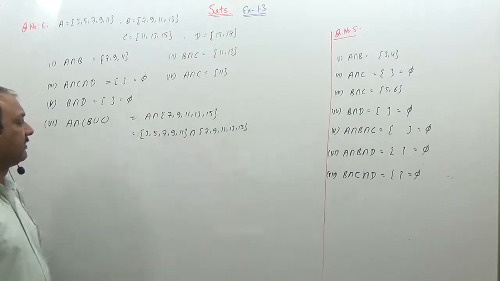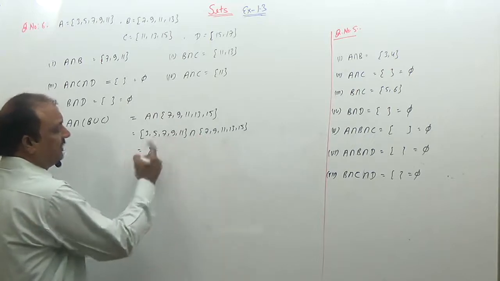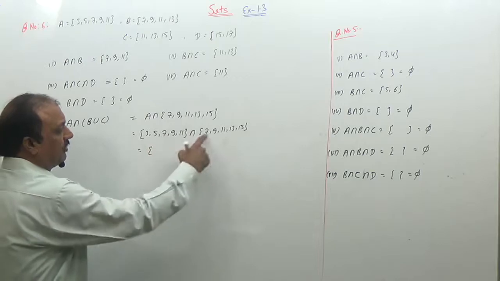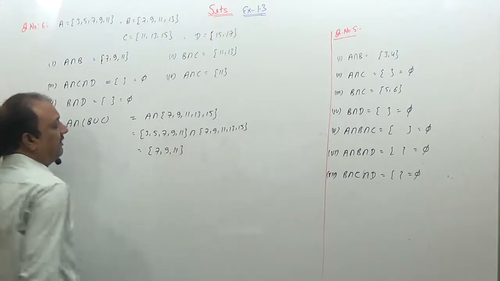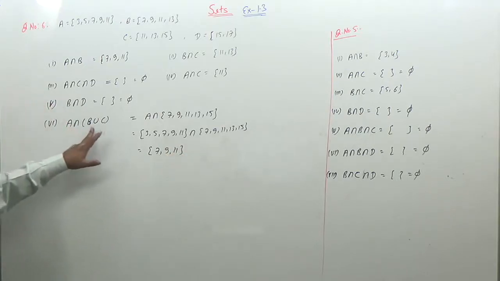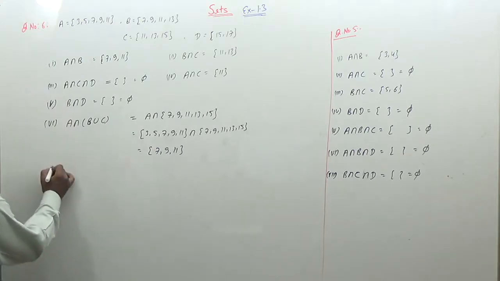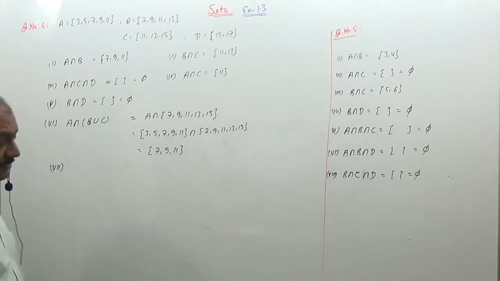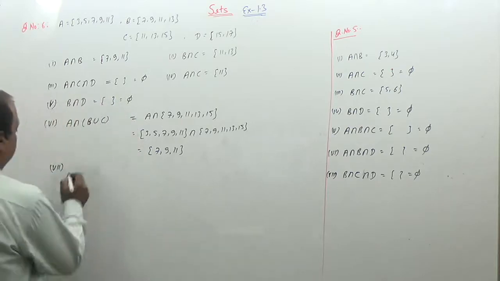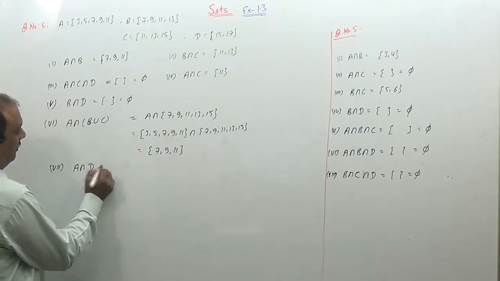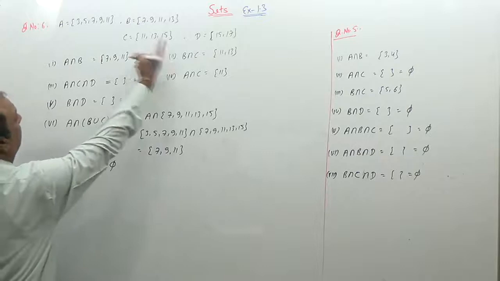So this is the intersection of two sets, the set which contains the common elements of both the sets. So 3 is not common, 7 is common in this one and this one, 9 in both the sets, and 11 in both the sets. So we get the result: A intersection B union C is a set which contains the elements 7, 9 and 11. Now, seventh part is A intersection D. There is no common element between them. So this one is the empty set.